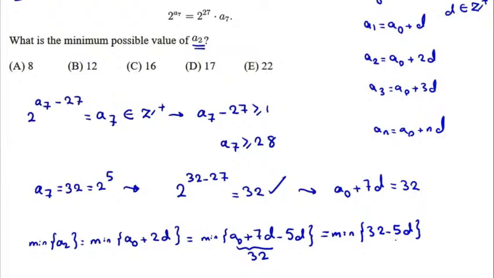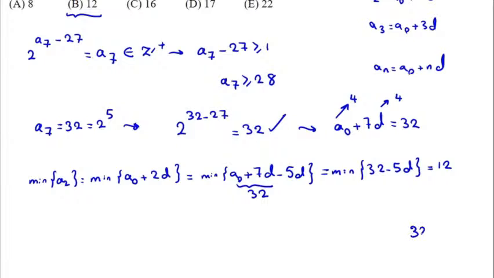So, the answer mod 5 should be 2. Let's check the first number. If it is 12, then D has to be 6. Let's check for 12. So, if it is 12, then 32 minus 5D should be 4. And A0 should be 4 again. And in this part, it will be 12.